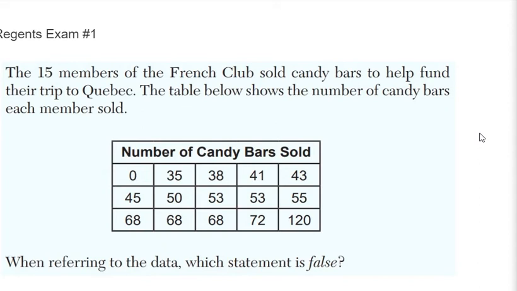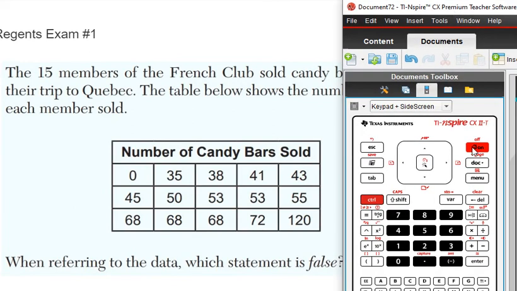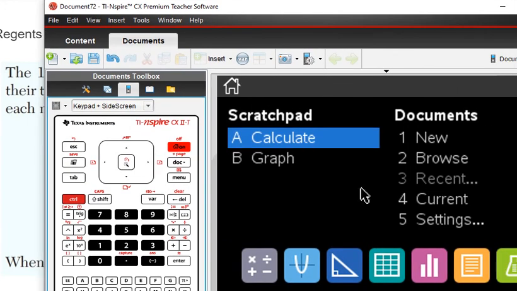So when I'm looking at this data, there's 15 data points. Yes, 15, because each member sold some candy bars. So what I want to do is take this data and put it in a list and spreadsheet. So I go to my calculator, right? Usually I do home screen, new document, say no to drugs.